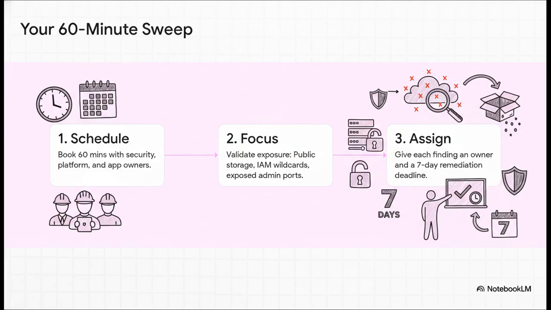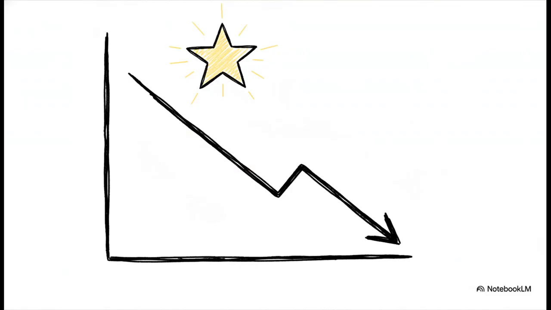Forget about debating grand architecture. For this hour, you focus only on the big exposure risks we talked about. And here's the rule. For every single thing you find, you assign an owner and a non-negotiable 7-day deadline to fix it. And to make sure this actually sticks, you need to track one metric, just one, your North Star, the number of internet-exposed critical findings you have in production. That's it. That number tells you the truth about your risk. And your only job, week after week, is to make that number go down.